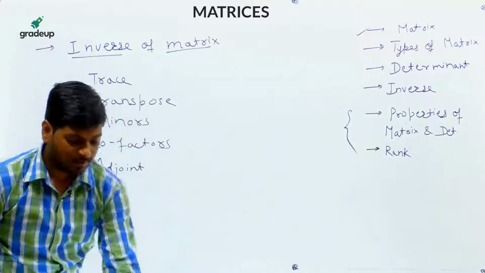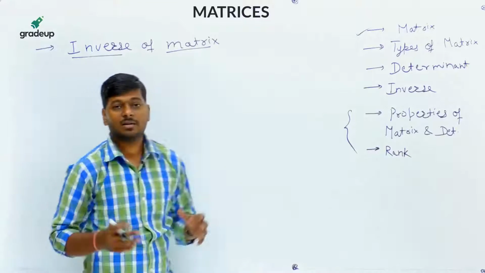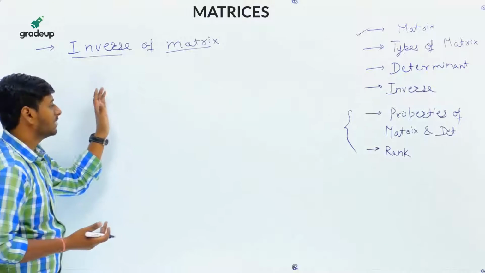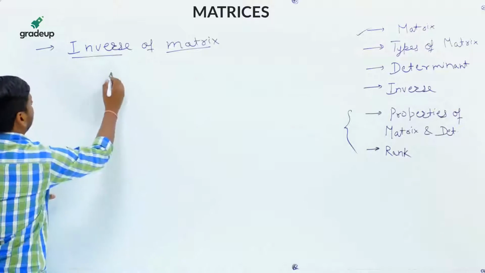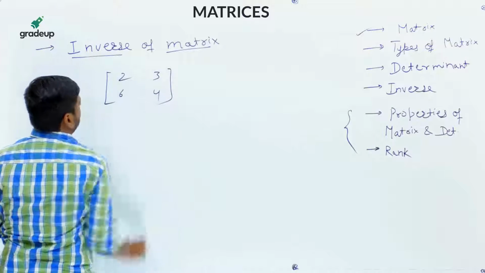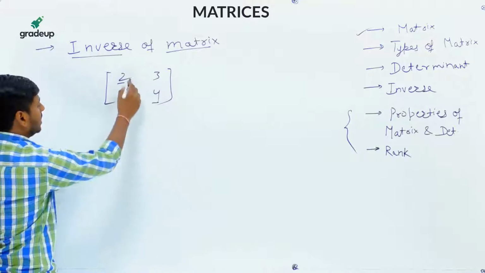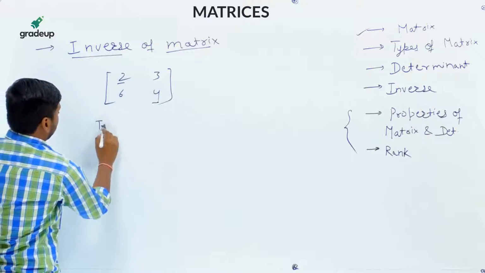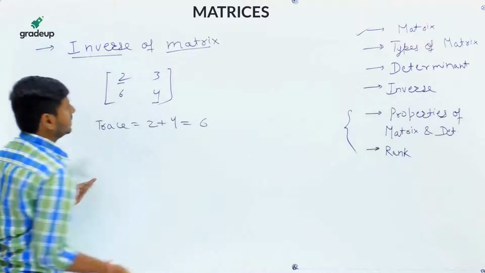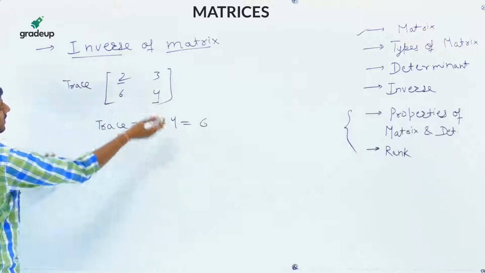Okay. First we will see how to find a trace. So trace is the sum of the diagonal elements of a matrix. We can only find the trace of a square matrix. So what are the diagonal elements of this matrix? A11 and A22. The sum of these two elements is called the trace. So the trace of this matrix is equal to 2 plus 4, that is equal to 6. Simple. This is the trace of matrix A.